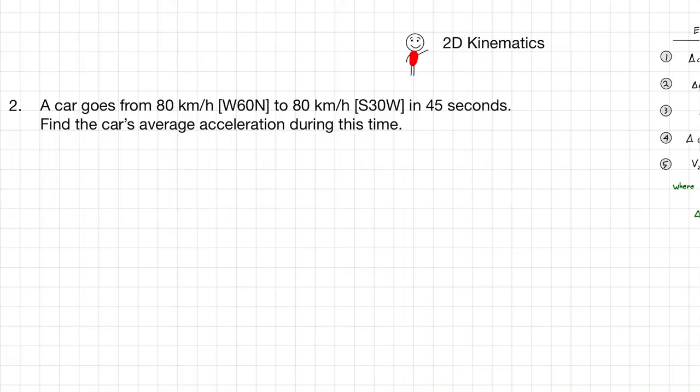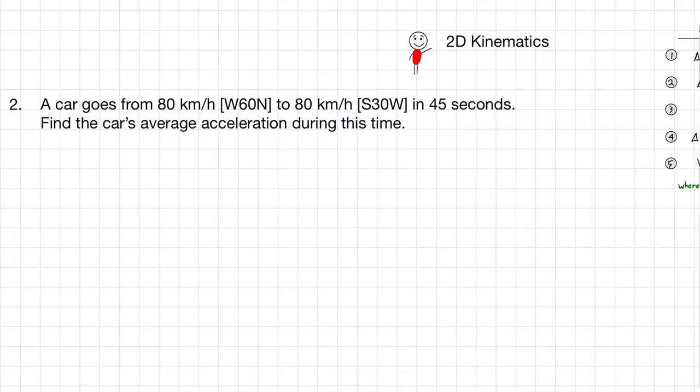Let's do another example with vector addition. Here we have a car that goes from 80 kilometers per hour in a direction of west 60 degrees north to 80 kilometers per hour in a direction of south 30 degrees west. And it does so in 45 seconds. And we want to find the car's average acceleration during this time.